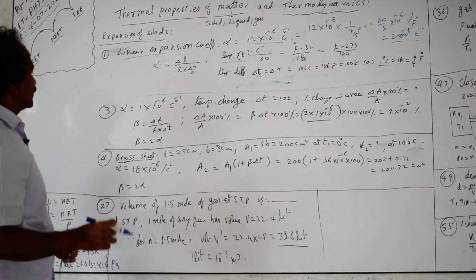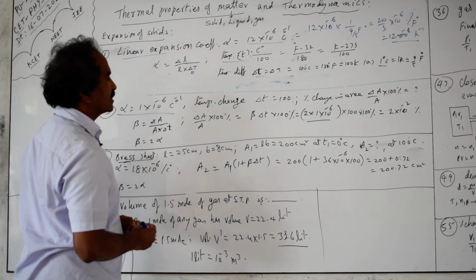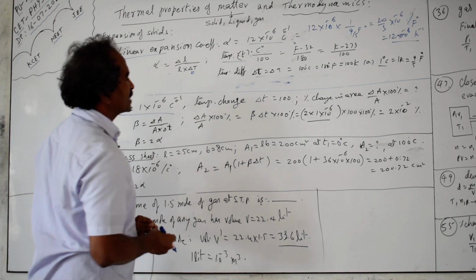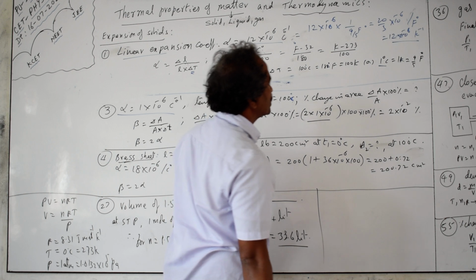Next, third question. Alpha, the linear expansion coefficient, is given for the solid, and the temperature change is 100 degrees centigrade, which is also equal to 100 Kelvins. Find the percentage change in area.